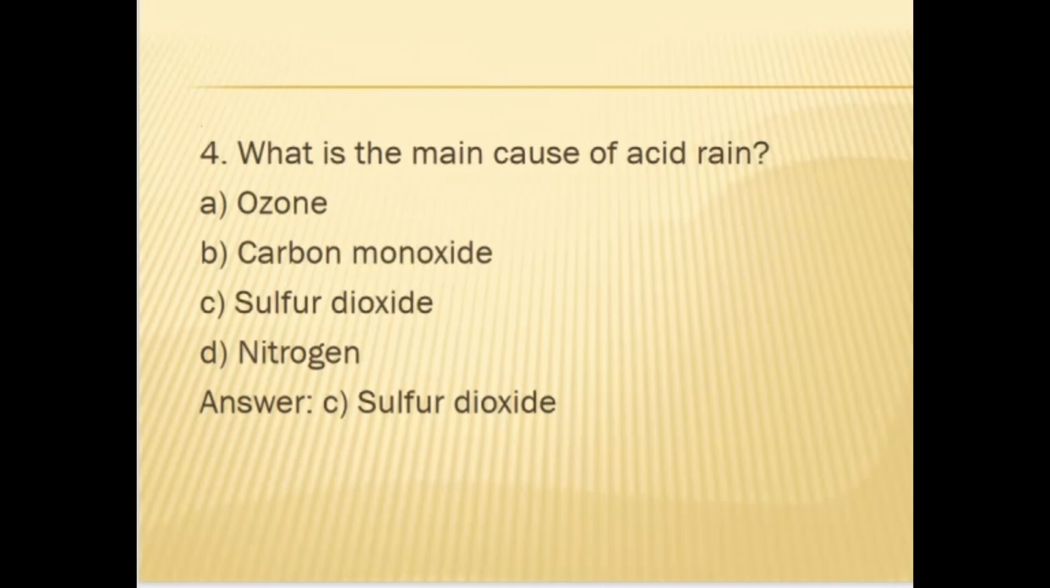What is the main cause of acid rain? Ozone, carbon monoxide, sulfur dioxide, nitrogen. Answer C. Sulfur dioxide.